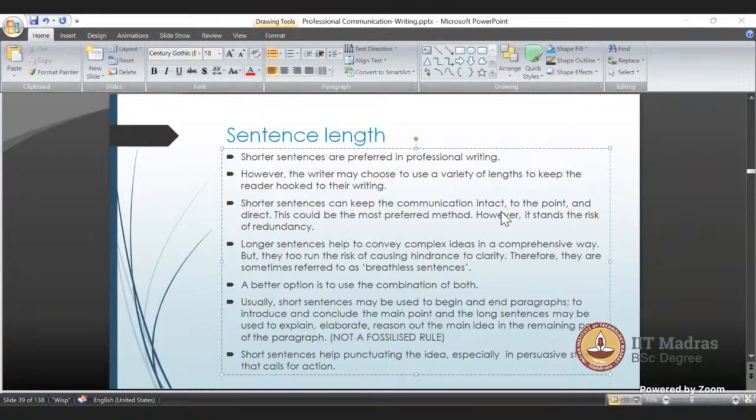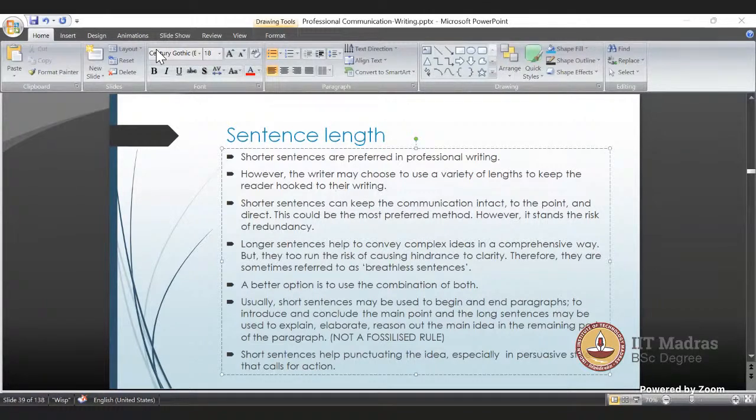Now, what is the solution that we have? You combine both of them, right? So you look at your purpose, what you are writing, who you are writing for, and choose a correct form of writing, and use both short and long sentences together to present your points. Okay, so that avoids the two risks that we talked about. If you mix both of them, it will avoid the redundancy caused by shorter sentences, and it can also avoid the hindrance to clarity because of the breathlessness that is created by the longer sentences.